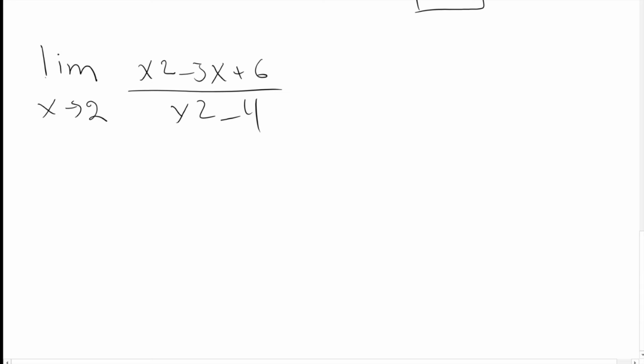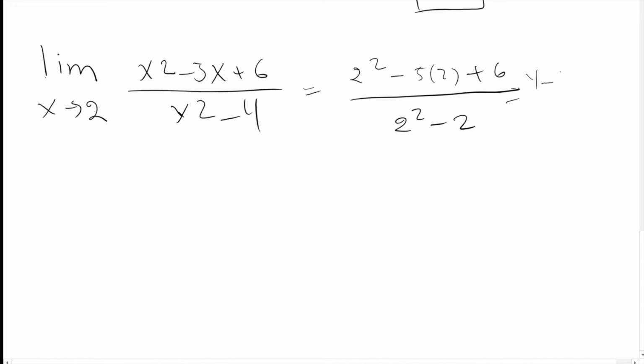Let's try to find the limit as x goes to 2 of x squared minus 5x plus 6 over x squared minus 4. Let's go ahead and plug in the 2 and see what we get. 2 squared minus 5 times 2 plus 6 over 2 squared minus 4. Sorry guys, this is a 4 here. On the top we get 4 minus 10 plus 6. The bottom we get 4 minus 4. So we get 0 over 0.